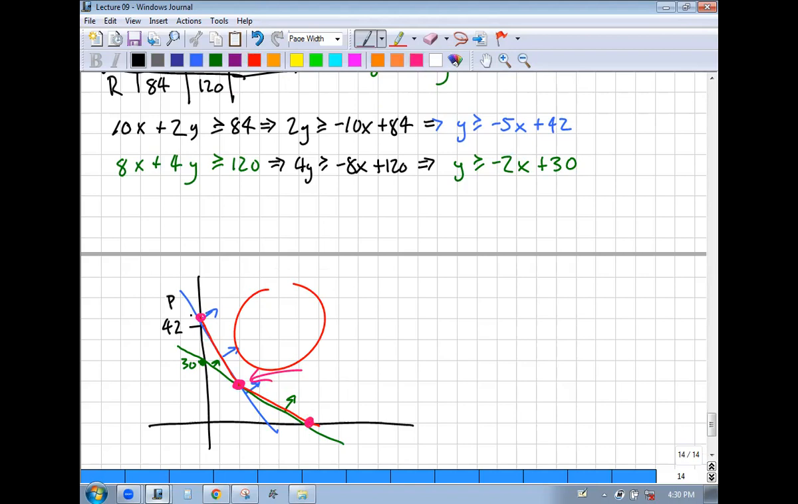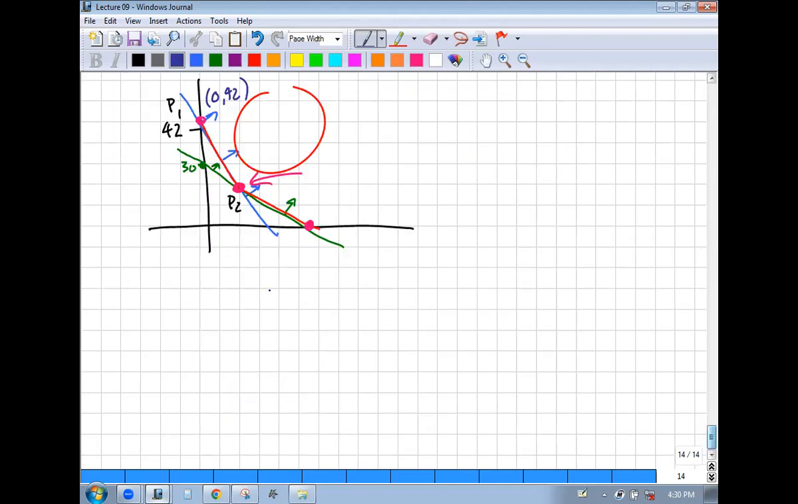We'll call them point 1. Point 1 is easy. Point 1 is at 0, 42. So that's point 1. Make it blue. Point 2 here is where the two lines intersect. Okay, so define what point 2 is.